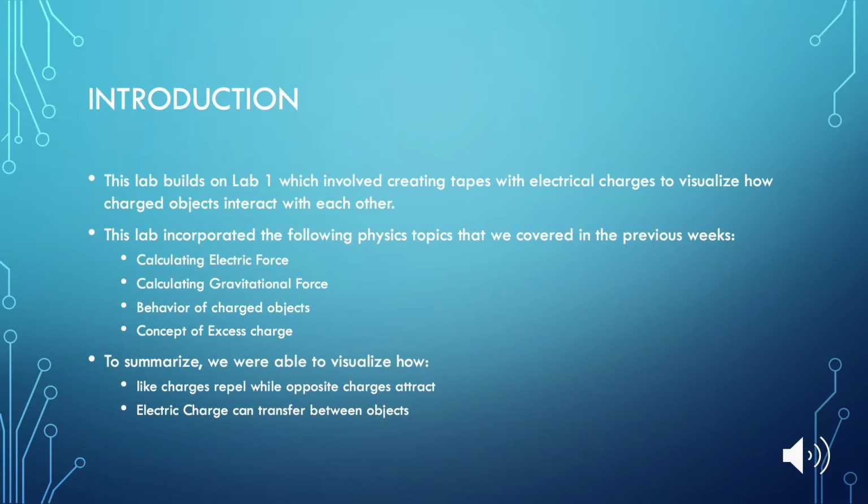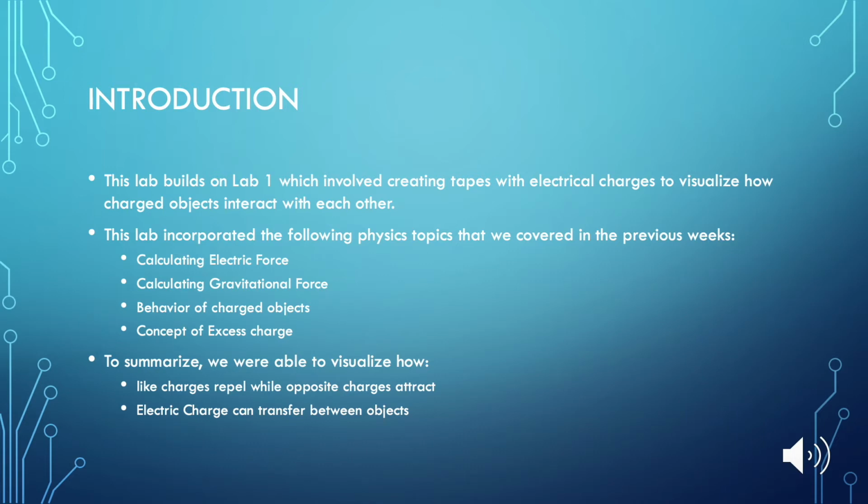This lab built on the principles discussed in the previous lab, which involved charging pieces of tape and observing their interactions with other objects. This lab helped us visualize many of the different physics principles that we have discussed, including calculating the electric force, which is done by multiplying the electric field around an object by the charge of an object itself, and the behavior of charged objects, which discusses how charged objects react when placed near other charged objects, and how like charges will repel one another while opposite charges will attract.